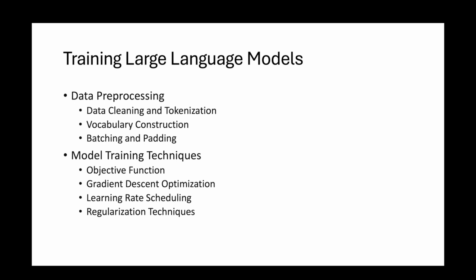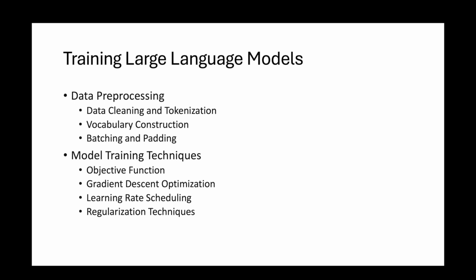Model training techniques. Objective function. Large language models, LLMs, are typically trained using maximum likelihood estimation, MLE, where the goal is to maximize the likelihood of generating the next word in a sequence given the previous context.